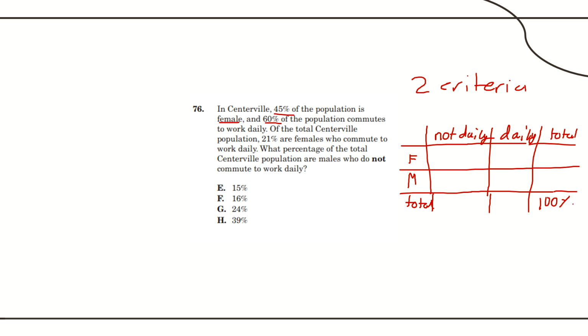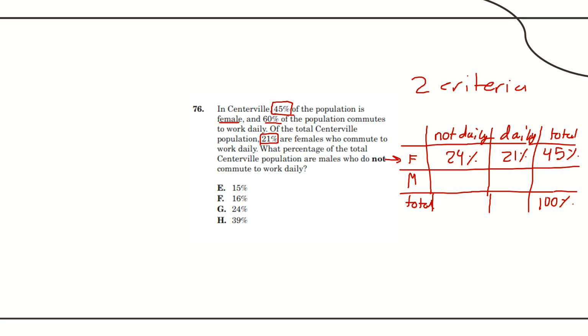It says that 45% of the population is female, so the total female population is 45%, and that goes here. Now, of the total Centerville population, 21% are females who commute to work daily, so that fits both criteria and goes there. Since the female row has to add to 45%, this has to be 24%, because 45 minus 21 is 24%.